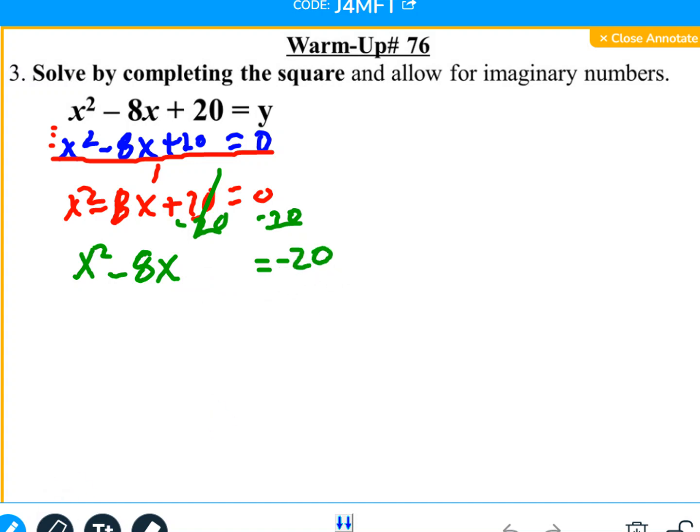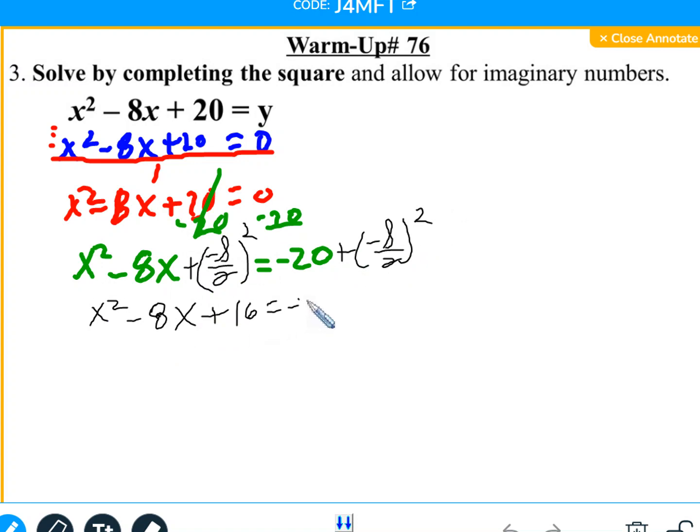So you know what to do from there, please. What do we do from there? All right, help me out, Frida. What do I do from there? Negative 8 over 2 squared to both sides. Thank you. Negative 8 over 2 squared to both sides. We end up with x squared minus 8x plus 16 equals negative 20 plus 16. I'm going to simplify the right side to negative 4. And then we end up still with x squared minus 8x plus 16.